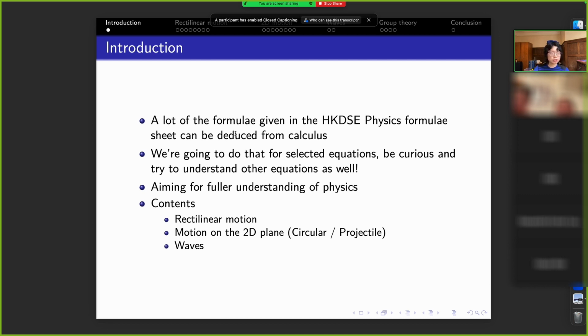So the goal of this lecture really is to aim for a fuller understanding of physics, and we're going to talk about rectilinear motion, motion in the 2D plane, like uniform circular motion and projectile motion, and we're also going to talk about waves. And finally, it's going to get a little bit more abstract, and we're going to talk about group theory in physics. I suppose this might be exceptionally interesting to mathematicians, but group theory in physics is actually very, very useful, and it's something that I don't think a lot of people know about. So it's a very exciting thing for me. So let's begin with rectilinear motion.